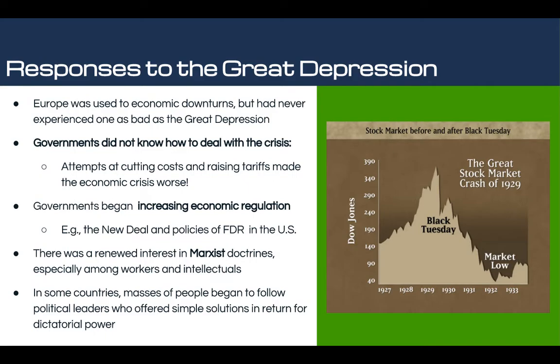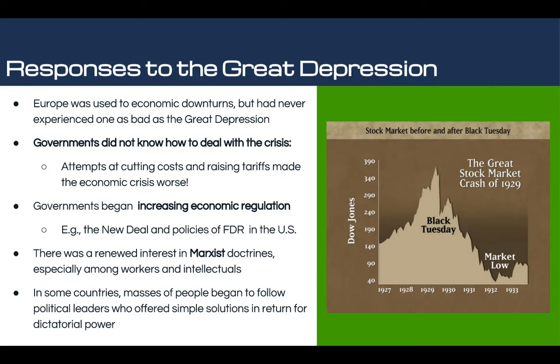So governments then begin to increase economic regulation. And this can be seen in the United States as FDR puts through the New Deal and creates policies for regulation of businesses, etc. And this was a big change because, for the most part, many of these European nations and the United States had practiced a hands-off, laissez-faire policy.